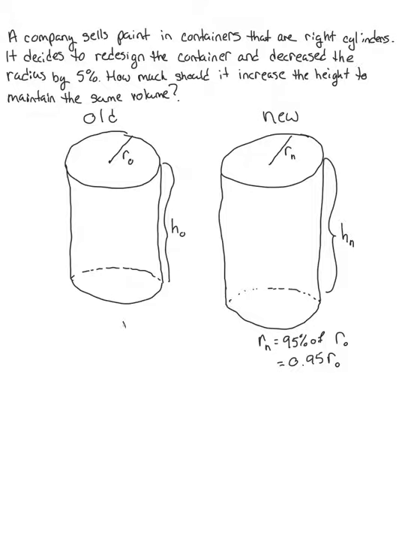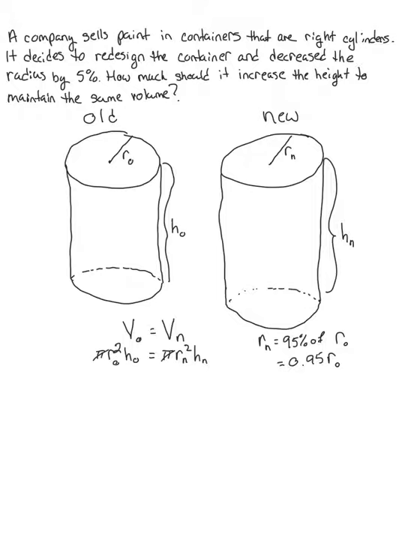So we're going to have the volume of the old one equal to the volume of the new one. And the volume for a cylinder is pi r squared times h. So we got pi RO squared times HO, right? And then the new volume is going to be equal to pi times Rn squared times Hn. So nicely, the pi's cancel, and then we're left with RO squared HO equals Rn squared Hn. So we're left with that.